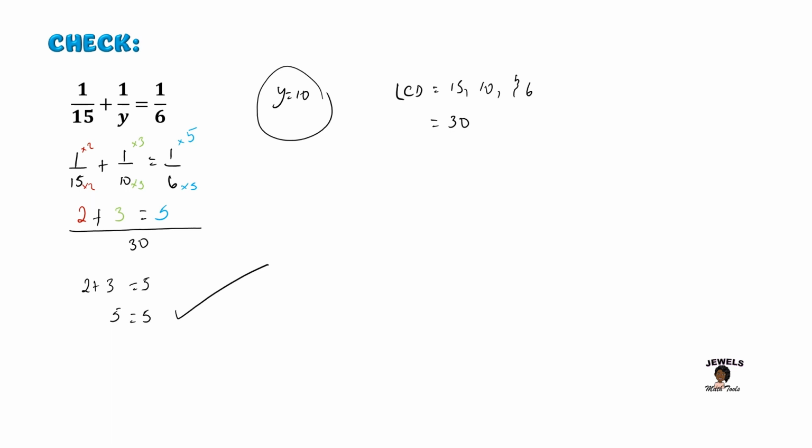So there you have it. We just solved another rational equation, and it was very easy, as you can see. Remember that the more you practice these questions, the easier they will become.